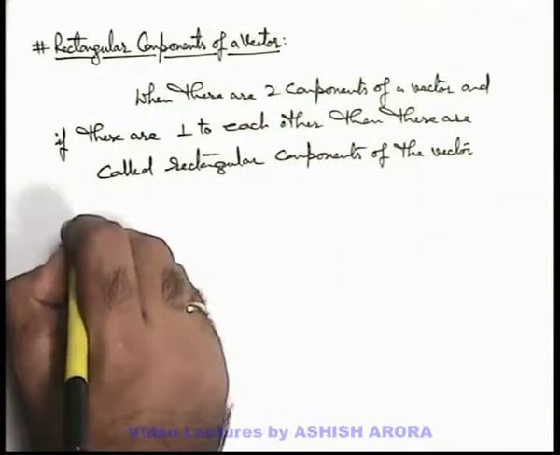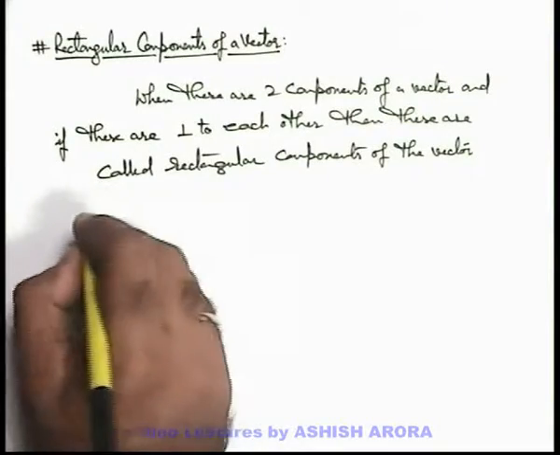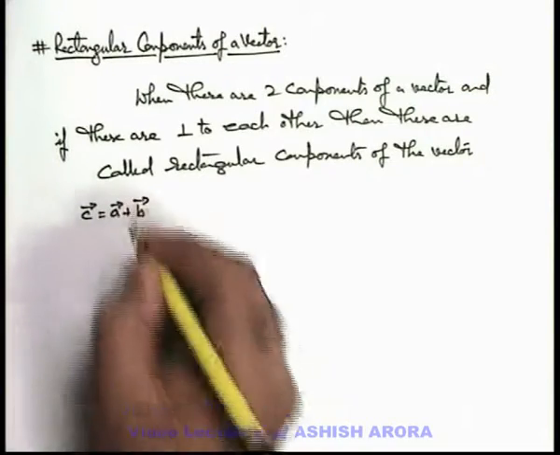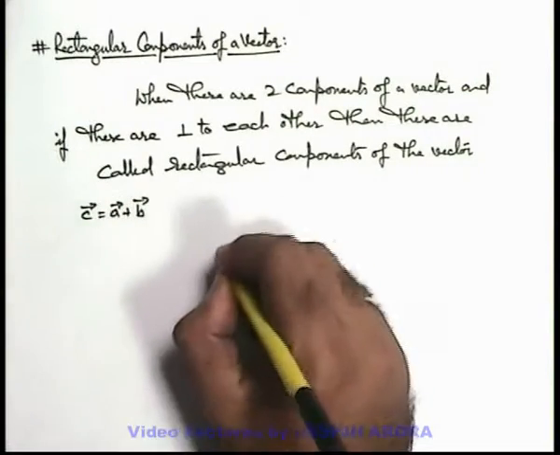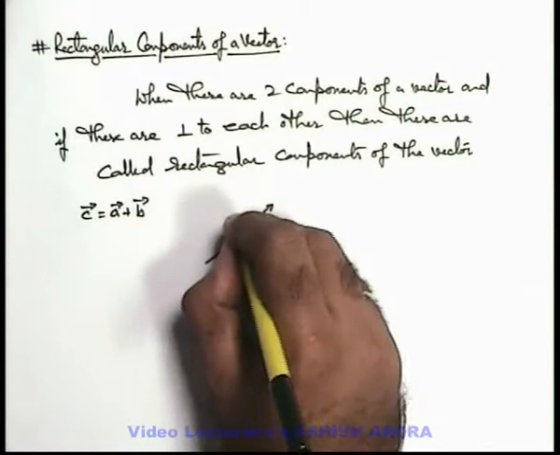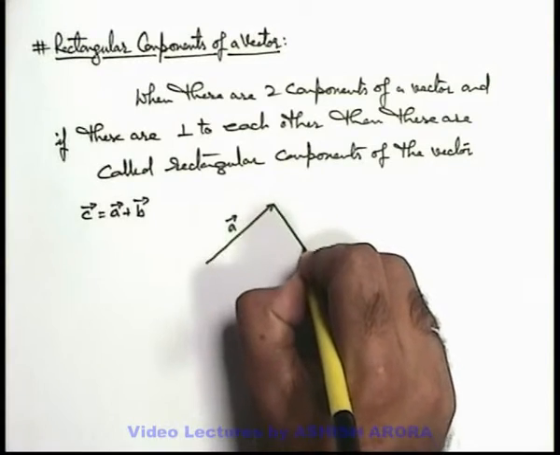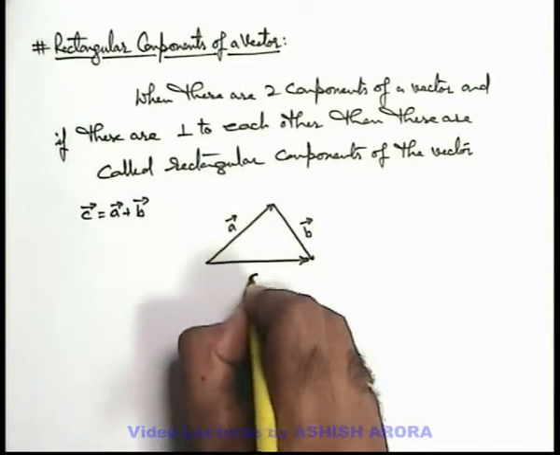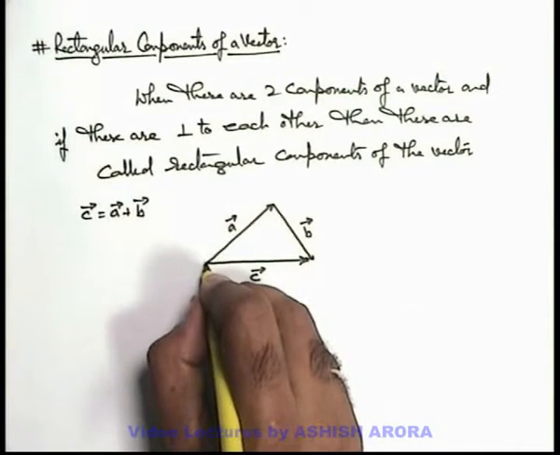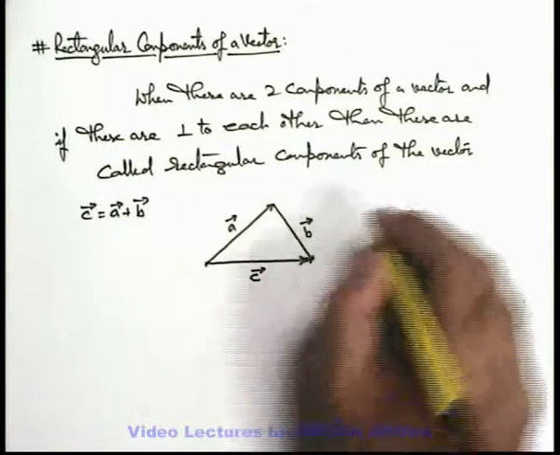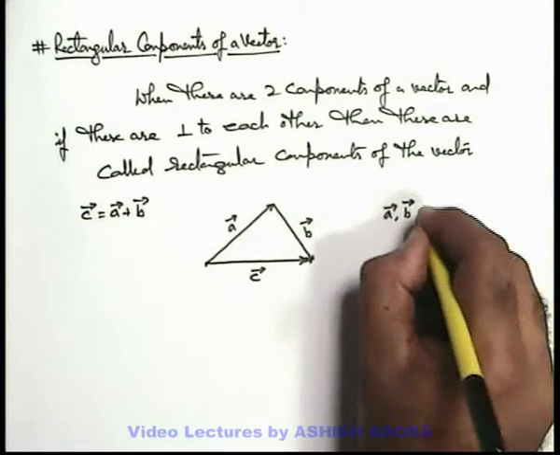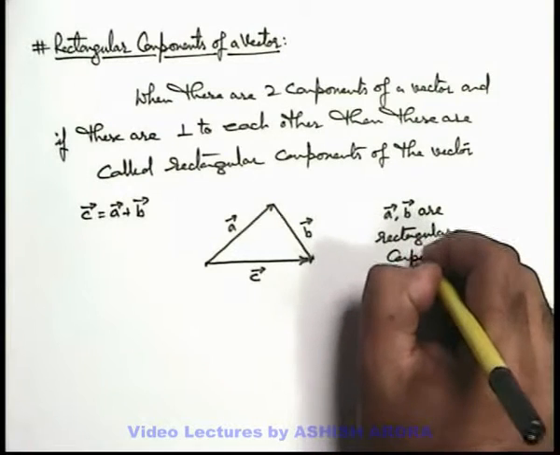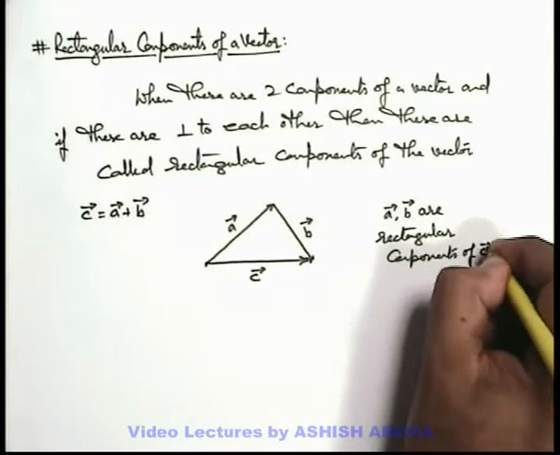Like say if we simply take a particular vector addition analysis, like c vector equals a vector plus b vector. In this situation there's a vector a. And say perpendicular to vector a is vector b. And with a plus b we have the resultant vector c, that is starting from the start of a to the end of b. Here we can simply state a vector and b vector are rectangular components of c vector.